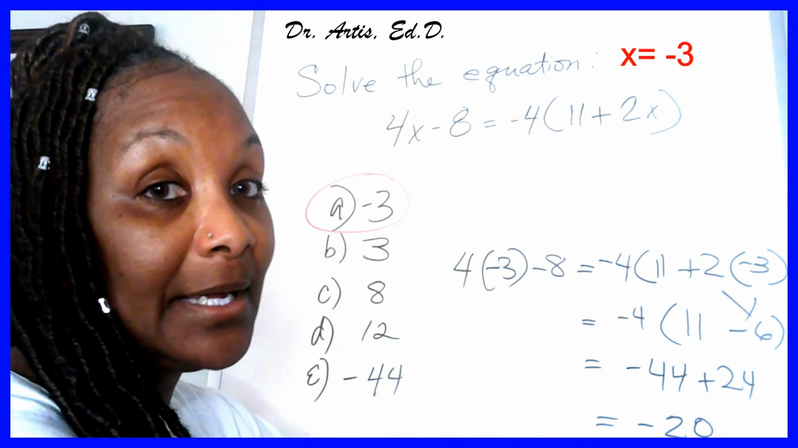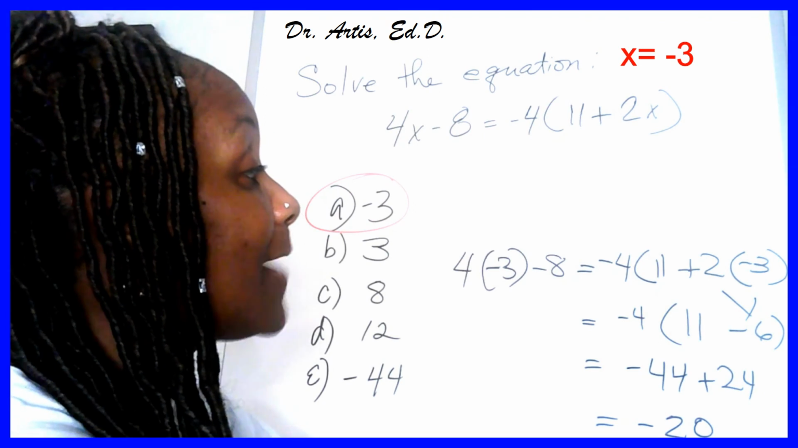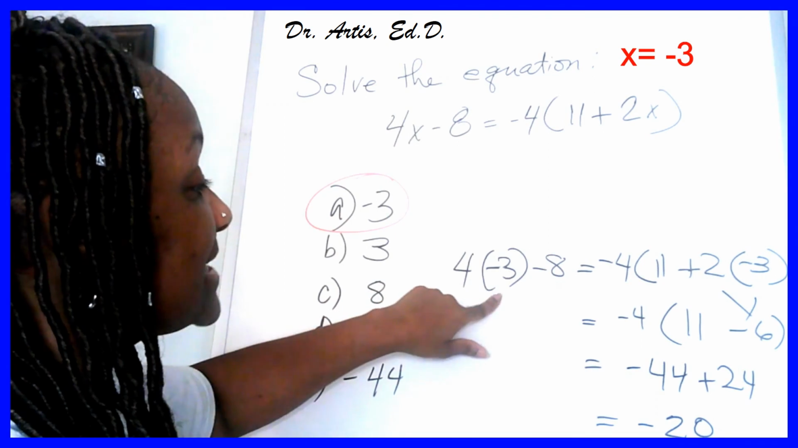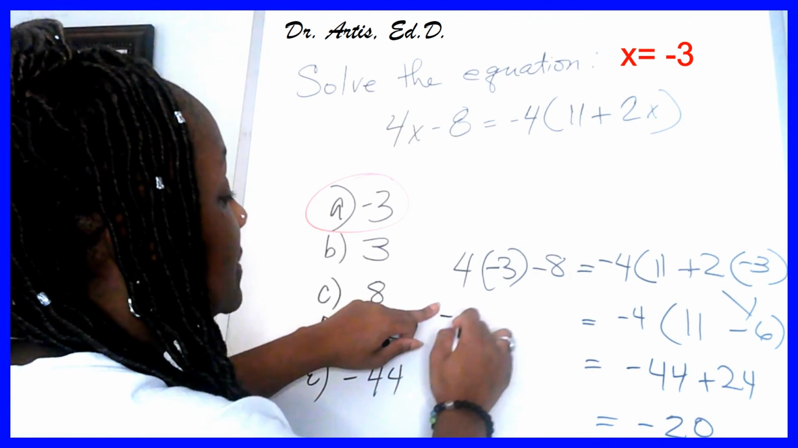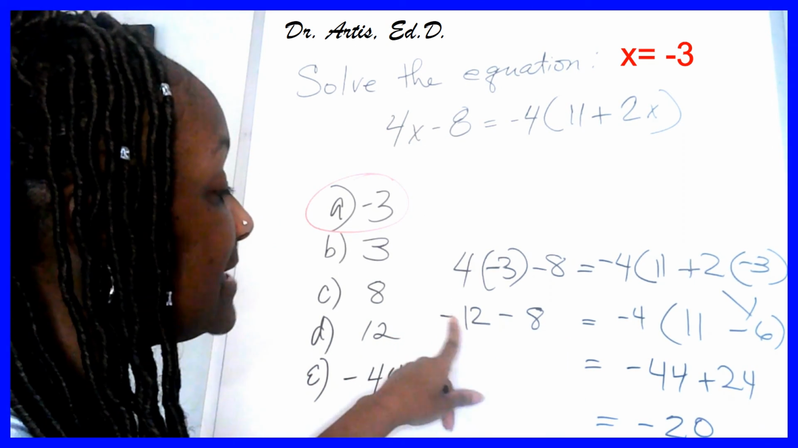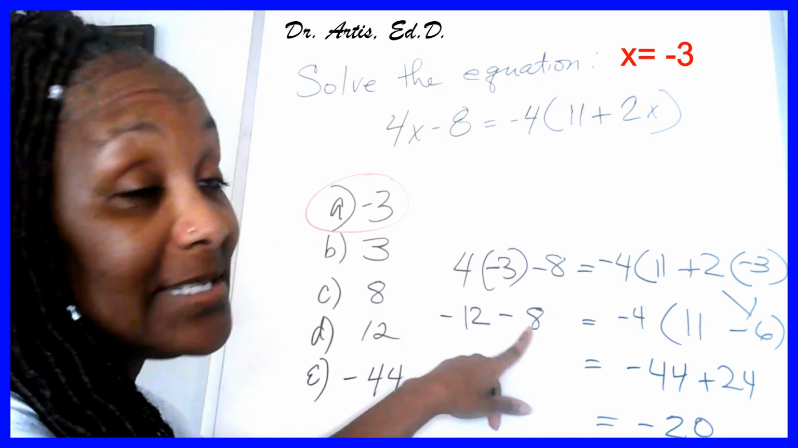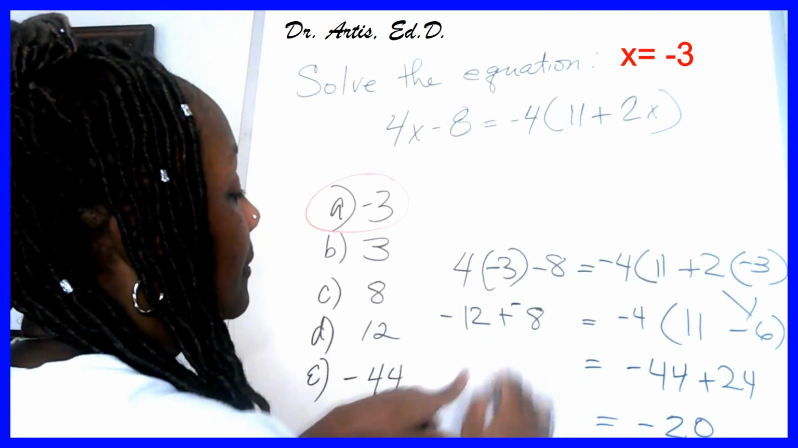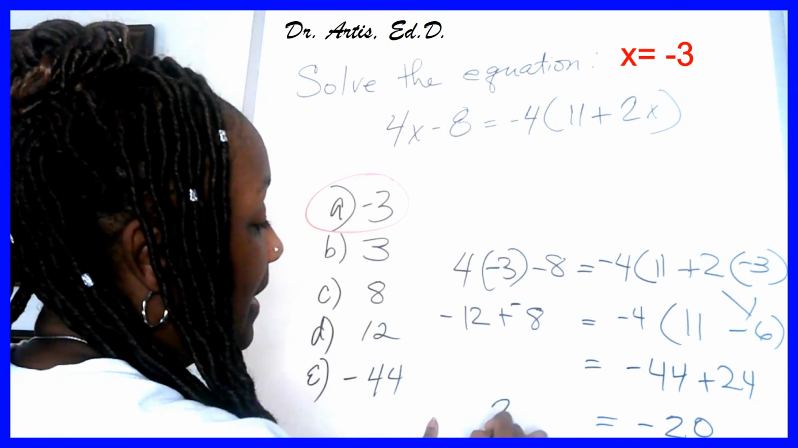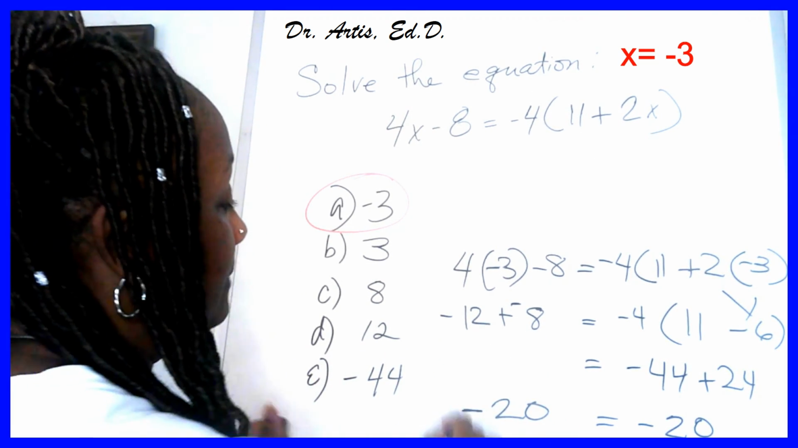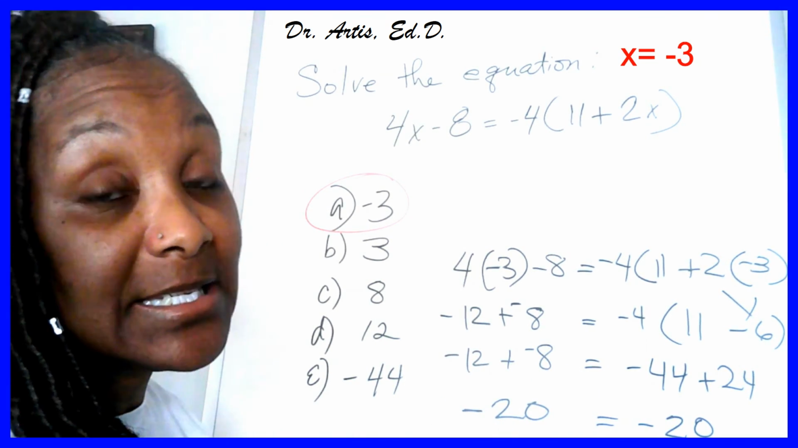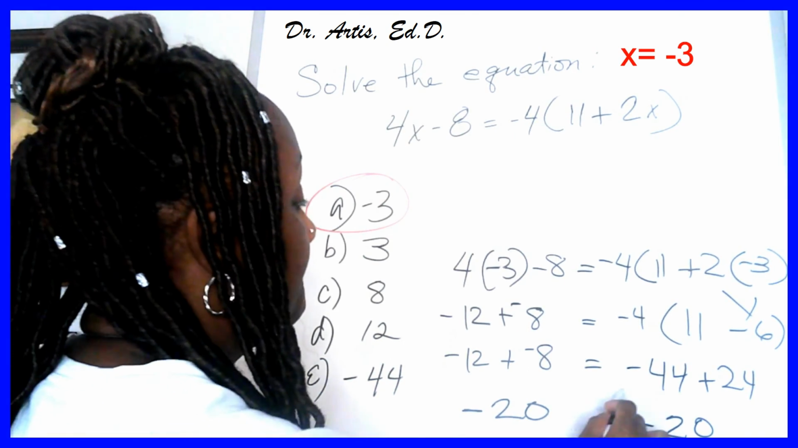So now that we have solved our right side of the equation, let's move to the left side. Here we have 4 times a negative 3, which will give us a negative 12, minus 8. So now we have a negative 12 and a negative 8. We're going to add them together, and we have a negative 12 plus a negative 8, which will also give us a negative 20. So it is true that a negative 20 equals a negative 20.